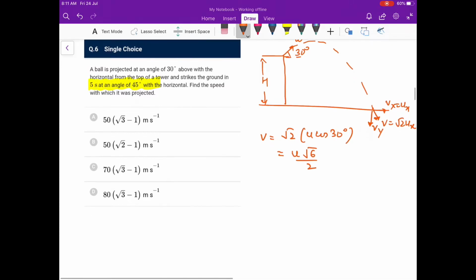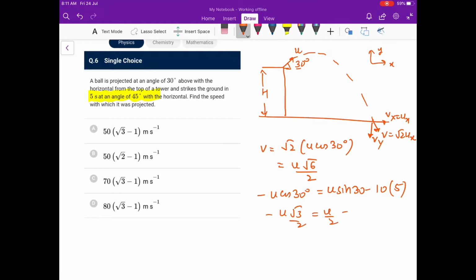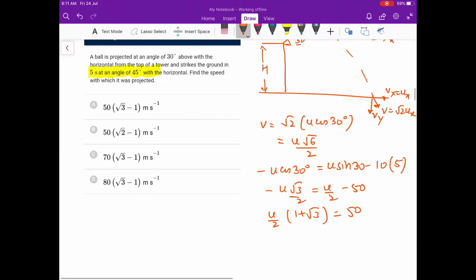Now if I check for the y coordinate, what I can write, Vy would be minus Ux, that is minus u cos 30, minus, because we have taken this x and y like this, that would be equal to Uy, which is u sin 30 minus gt, g is 10 and t is, you are given, 5 seconds. So from here what I can make out, minus u root 3 by 2 is equal to u by 2 minus 50. So from here what I can say, u by 2 times 1 plus root 3 is equal to 50. Okay, so you can do it from here only, that equation was not needed.